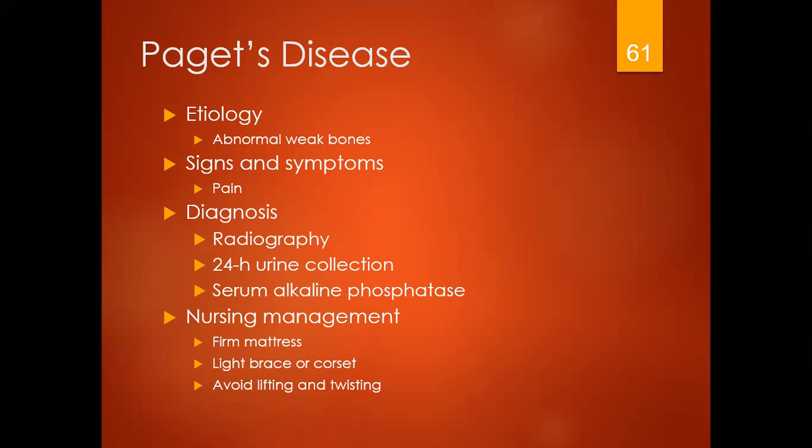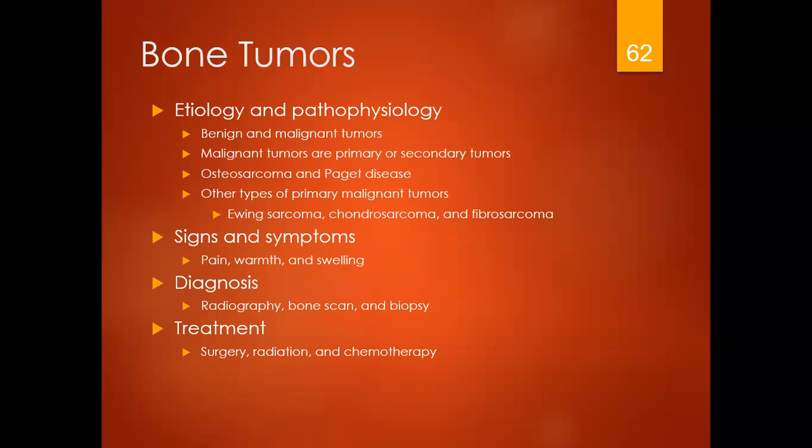Bone tumors. Bone obviously can get tumors, both benign tumors and malignant tumors. Tumors can come from different types of tissue: cartilage, which causes your chondromas; bone, which are osteomas; or fibrous tissue, your fibromas. Benign tumors are often found with an x-ray, or we have a fracture and we discover the tumor.